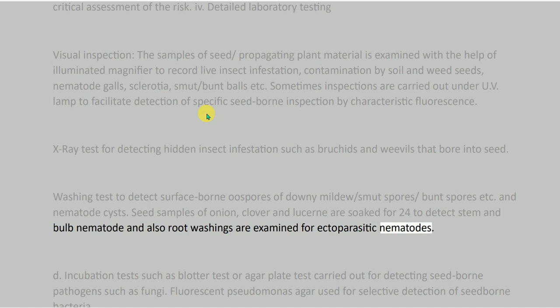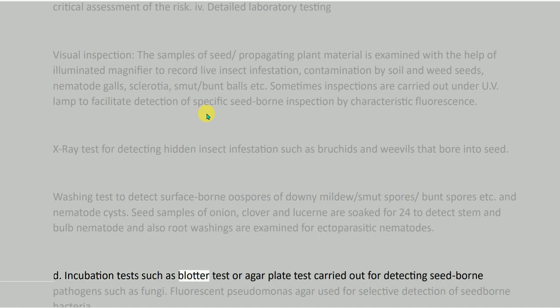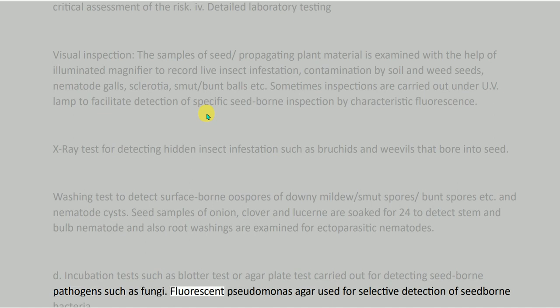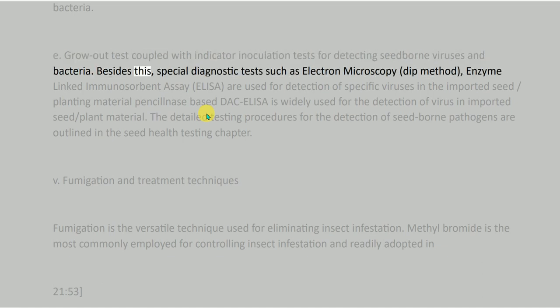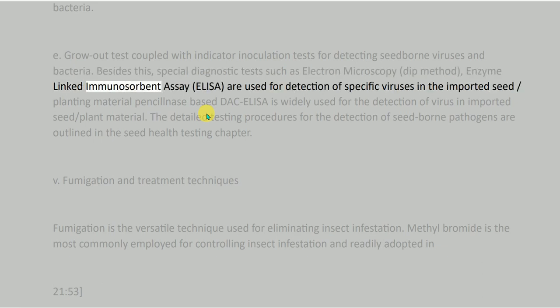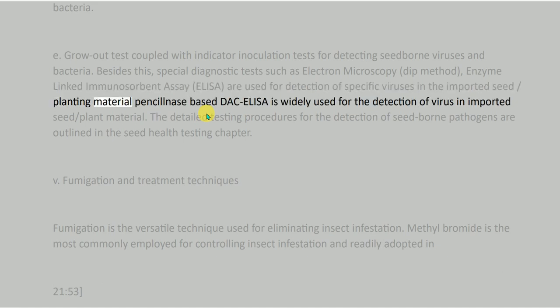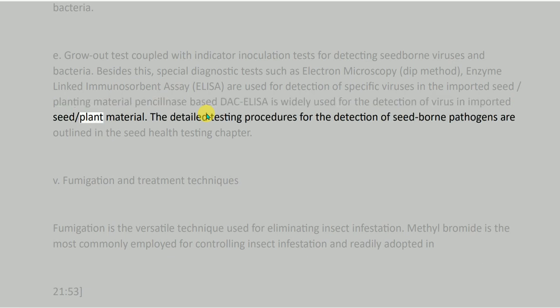Incubation tests such as the blotter test or agar plate test are carried out for detecting seed-borne pathogens such as fungi. Fluorescent Pseudomonas agar is used for selective detection of seed-borne bacteria. Grow-out tests coupled with indicator inoculation tests are used for detecting seed-borne viruses and bacteria. Besides this, special diagnostic tests such as electron microscopy, the dip method, and enzyme-linked immunosorbent assay, ELISA, are used for detection of specific viruses in the imported seed planting material. Penicillinase-based DAC ELISA is widely used for the detection of virus in imported seed plant material. The detailed testing procedures for the detection of seed-borne pathogens are outlined in the seed health testing chapter.